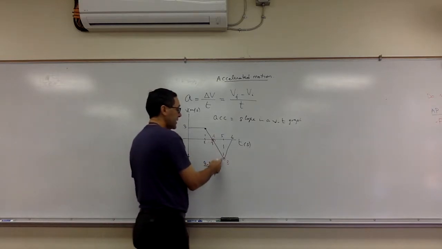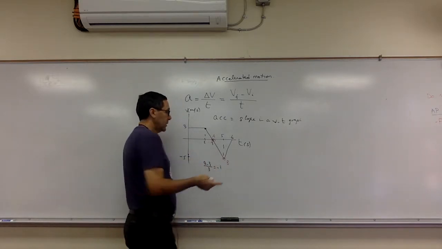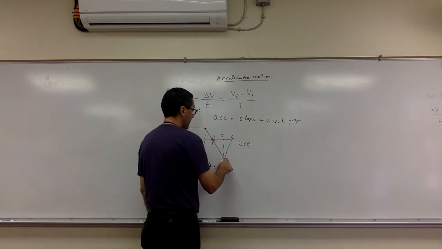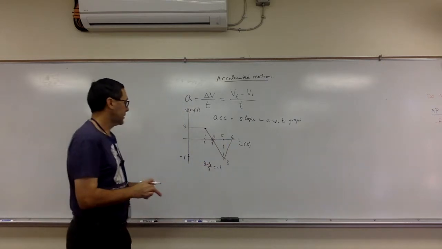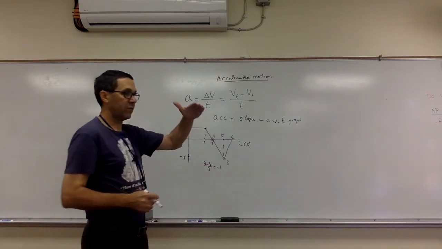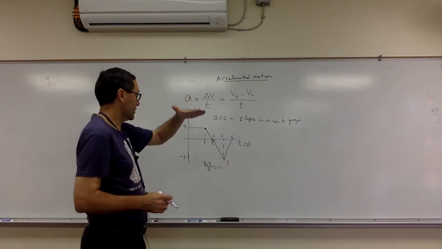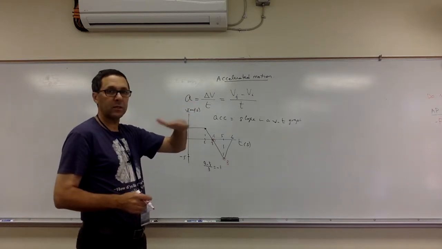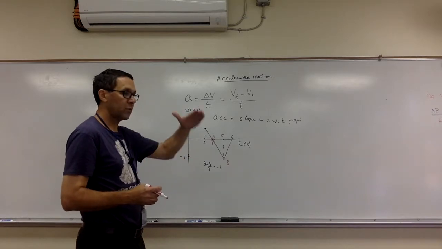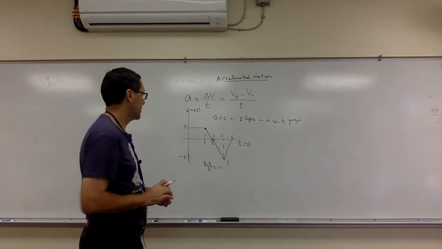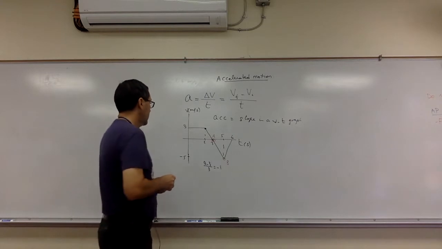So from 3 to 5 seconds, you're speeding up. And from 5 to 6, you're slowing down because you're going from 5 to 0. So the bottom line is this. Each time your graph approaches the time axis, in other words, you're approaching a velocity of 0, you're slowing down. Each time you're running away from the time axis, you're speeding up.